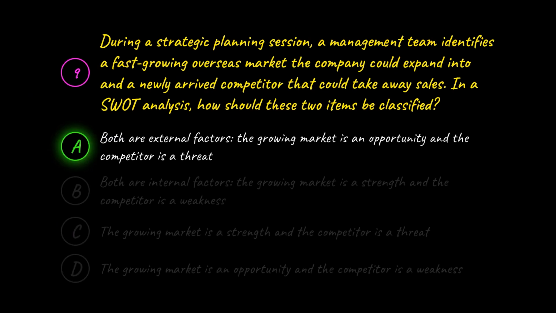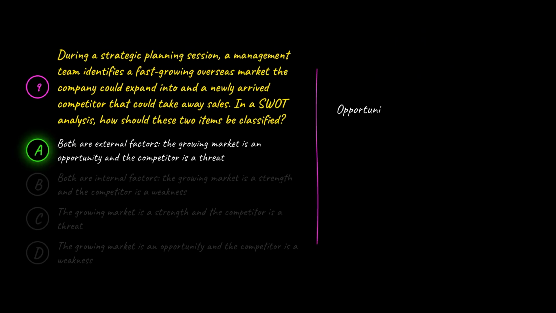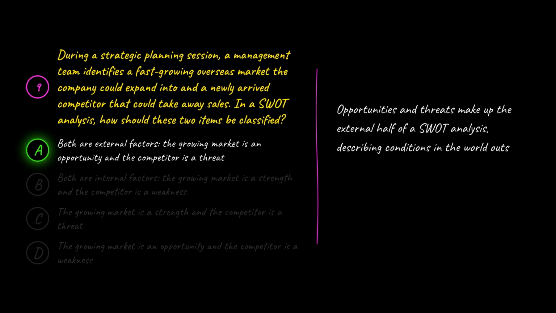The correct answer is A. Both are external factors. The growing market is an opportunity and the competitor is a threat. A is correct because opportunities and threats make up the external half of a SWOT analysis, describing conditions in the world outside the company. A growing market is an opportunity and a new competitor is a threat, and both arise from outside the firm.